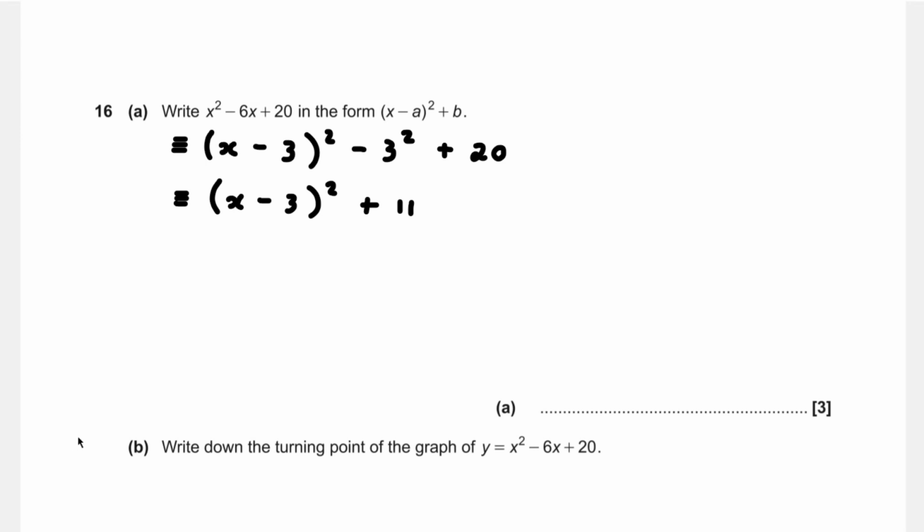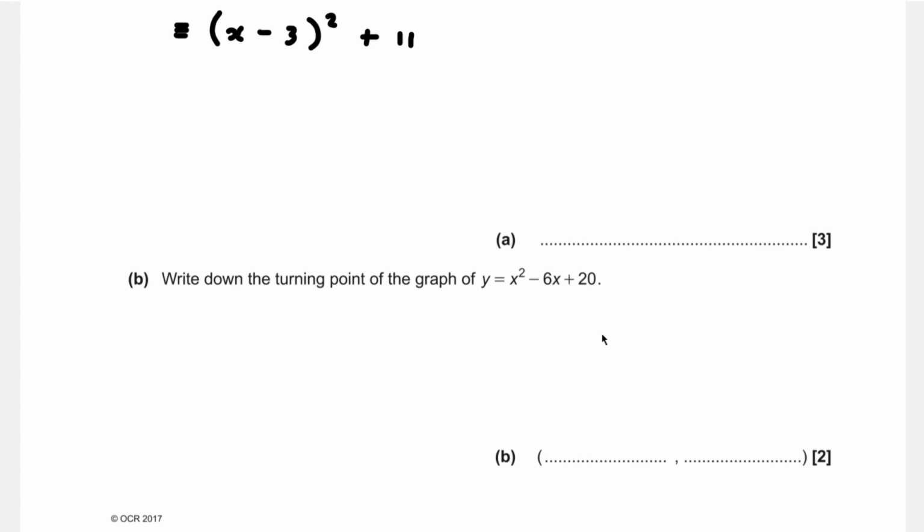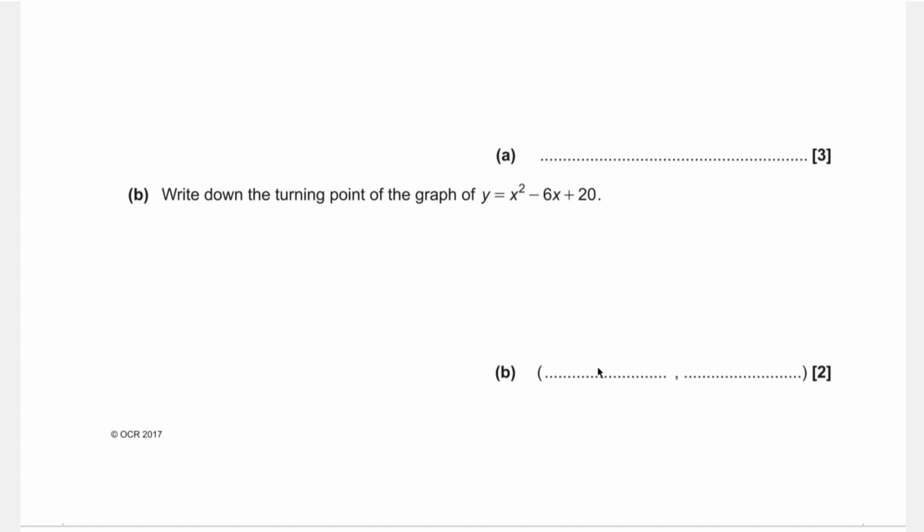For part B, we have to write down the turning point of the graph of y equals x squared subtract 6x plus 20. Well, I have to use my complete the square form. I've got the negative 3 here, so the opposite of that is 3, so the x coordinate of the turning point is 3, and the y coordinate will simply be 11.